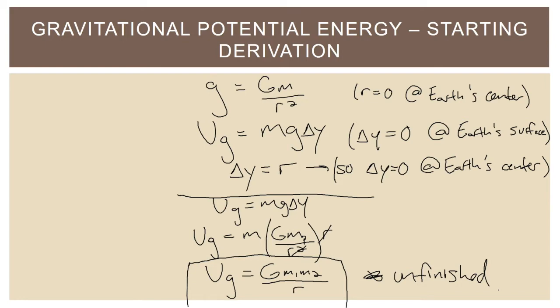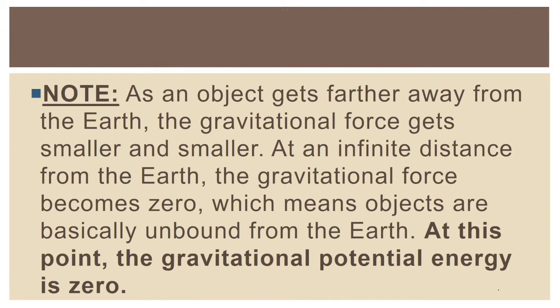So now we have an interesting issue to deal with here. And the interesting issue is described by this note. It says here, as an object gets farther away from the Earth, the gravitational force gets smaller and smaller. And this should be clear to everybody, because the force of gravity is inversely proportional to the square of the distance between the objects. At an infinite distance from the Earth, the gravitational force becomes zero, which means the objects are basically unbound from the Earth.